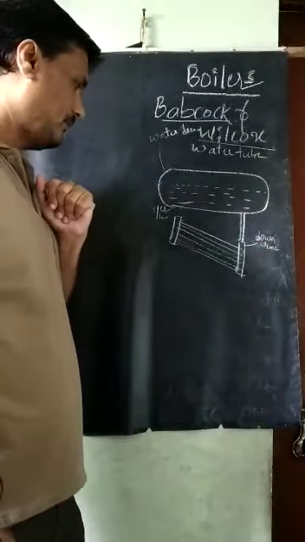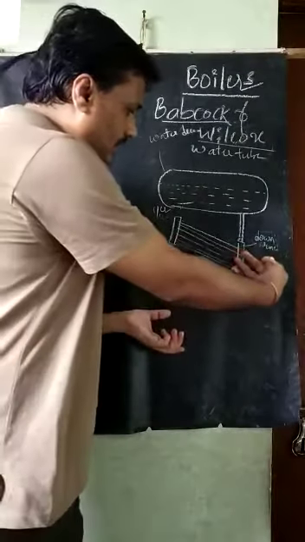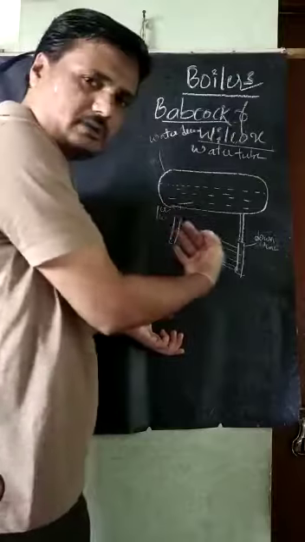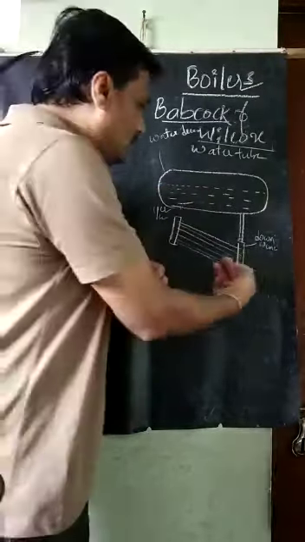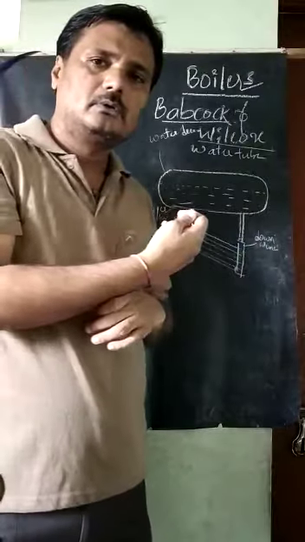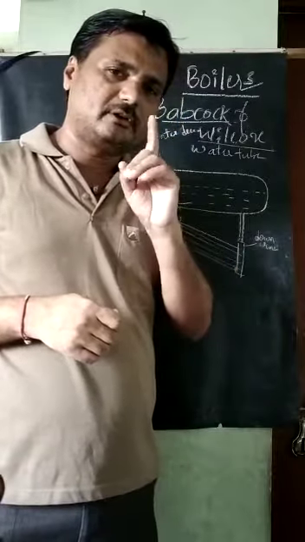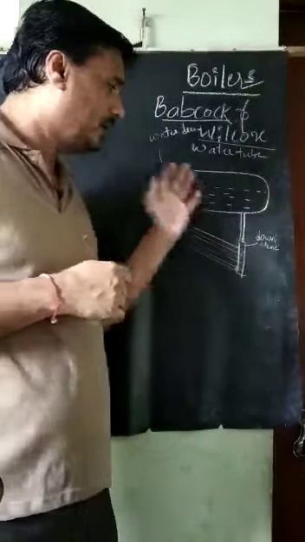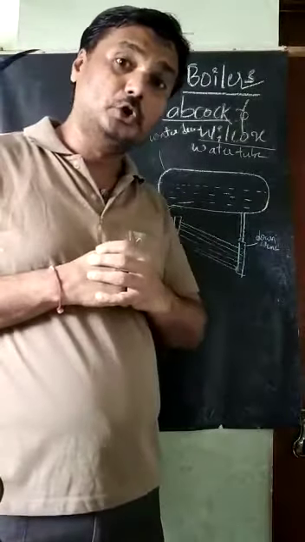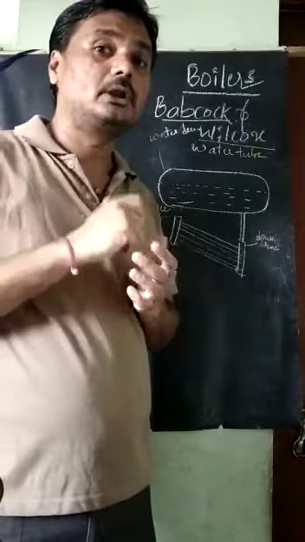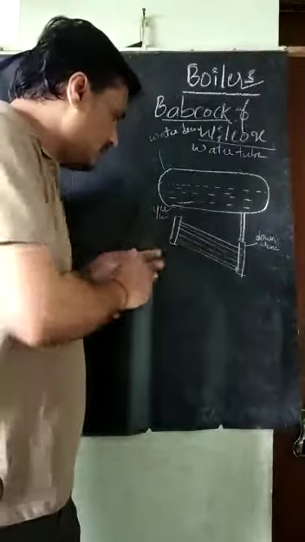So what happens next? Once the water comes down, these tubes are inclined like this, and the slope is high. How will the water move up? It will not move up by itself; it requires a certain force to move up. At the end, it has to be converted into steam. That is our intention here.